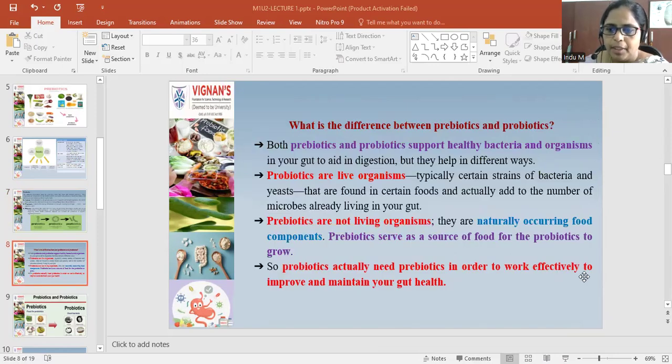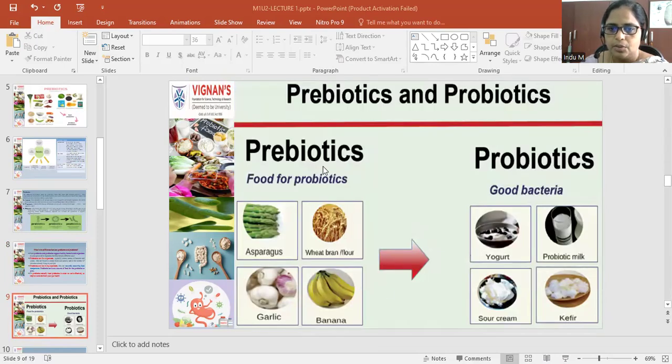What is the difference between prebiotics and probiotics? Both prebiotics and probiotics support healthy bacteria and organisms in your gut, aiding digestion, but they help in different ways. Probiotics are live microorganisms, typically certain strains of bacteria and yeast found in certain foods, and actually add to the number of microbes already living in your gut. Whereas prebiotics are not living organisms, they are naturally occurring food components. They serve as a source of food for the probiotics to grow. So probiotics actually need prebiotics in order to work effectively to improve and maintain your gut health. So these are the prebiotics and these are the probiotic food products containing good bacteria.